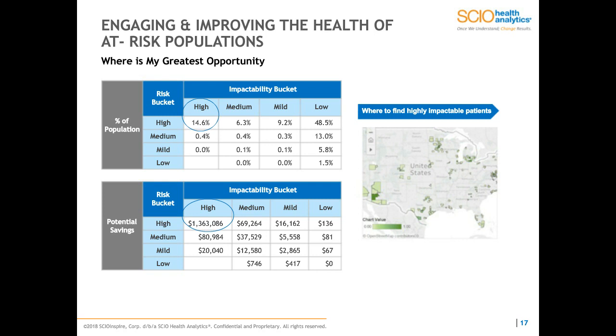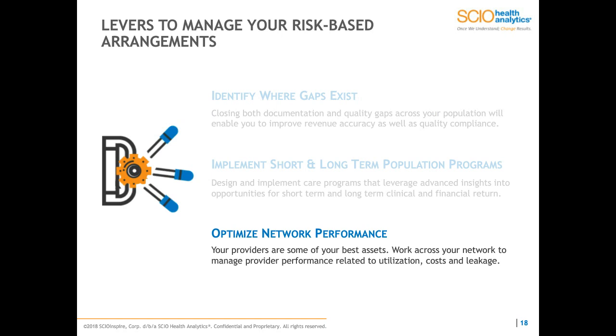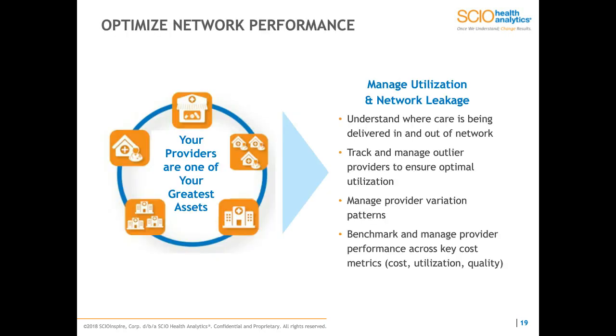And then the final lever we want to talk just briefly about is how do I think about that network and how do I optimize that network? And it really is the critical asset in any kind of a risk arrangement, knowing the performance of your network and how well it can or can't address the population needs, particularly in these risk-based arrangements. And as we look at that, there are a couple of things that we want to focus everyone's attention on.